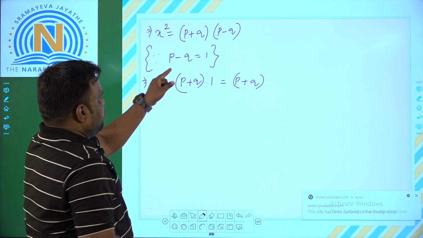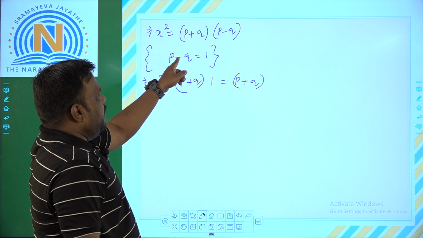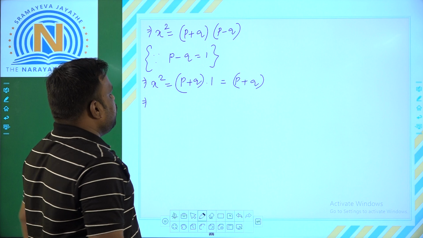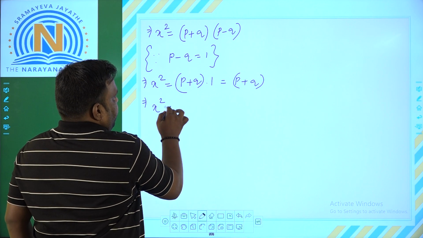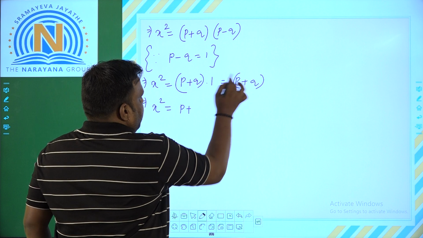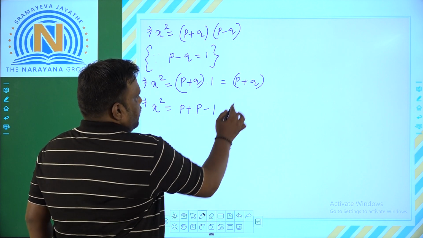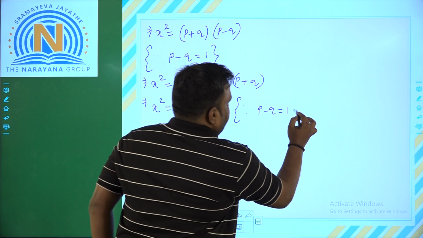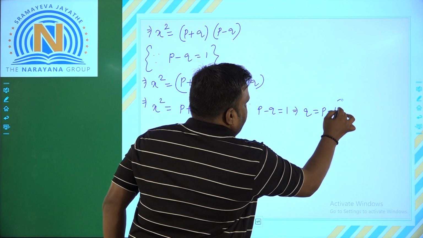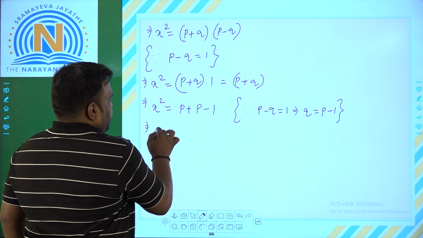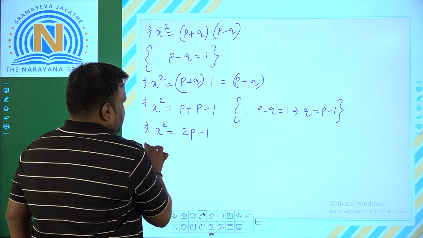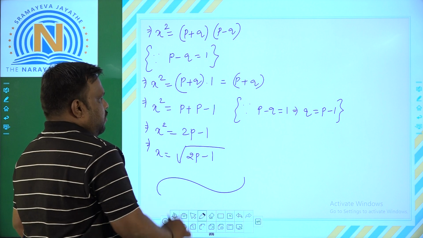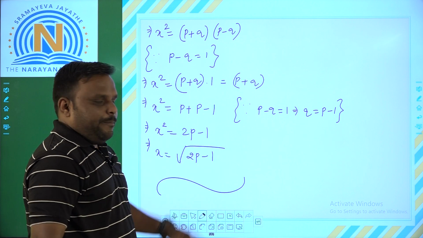And even we have, see here, P minus Q is equal to 1. From here, what will be the value of Q? Take the Q to RHS and bring the 1 to LHS. So it will be Q is equal to P minus 1. Substitute here. So x square is equal to, in the place of Q, I will write P minus 1. Since P minus Q is equal to 1, from here you have Q is equal to P minus 1. So that means I will be left with x square is equal to 2P minus 1. From here x is equal to under root of 2P minus 1. This is how the third side is expressed in terms of P.